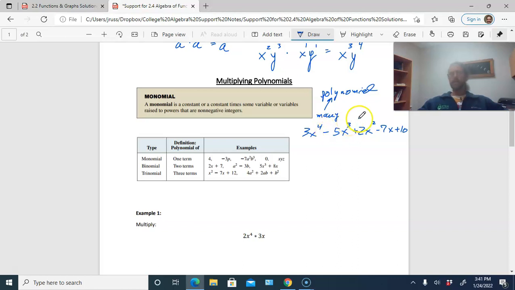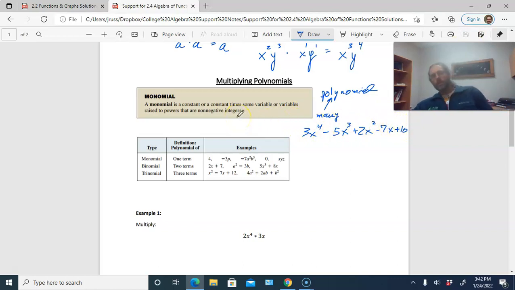the third. The third term is 2x to the second. The fourth term is negative 7x. And the last term we call a constant, because there's no variable with it, is just 10. So this polynomial actually has 5 terms in it.